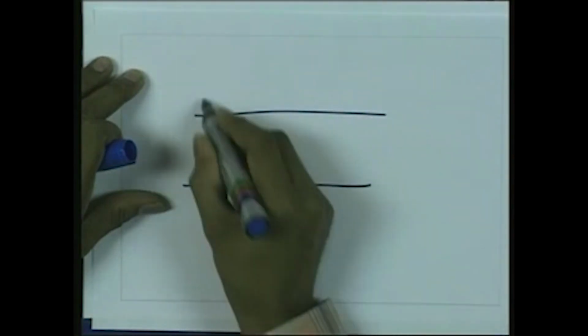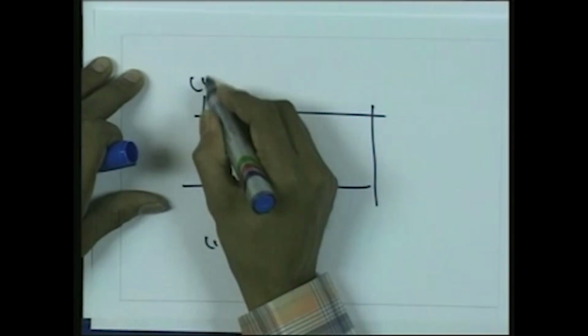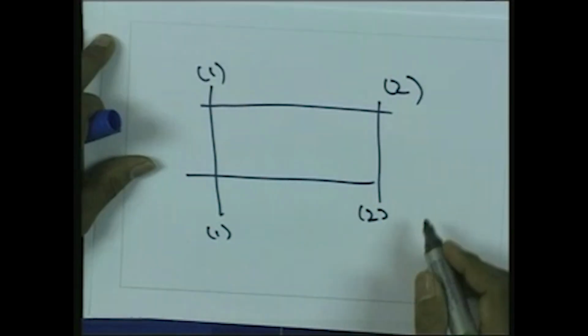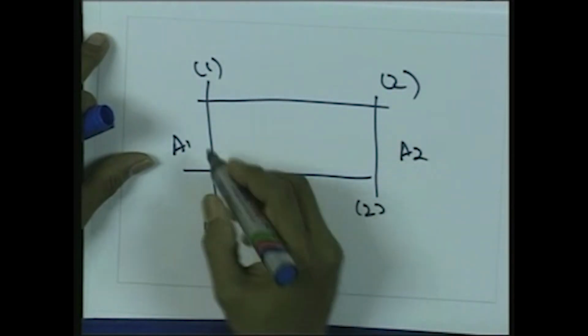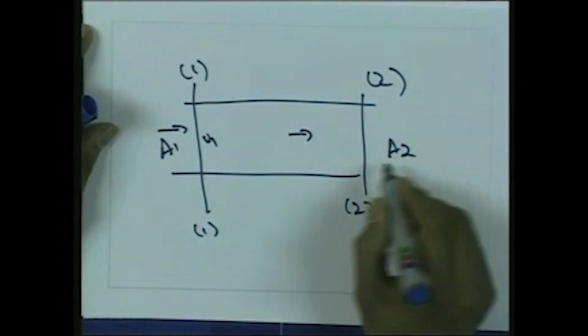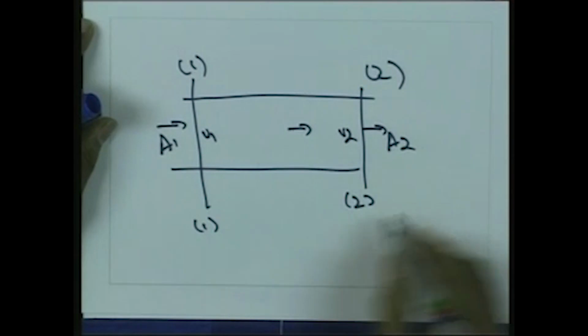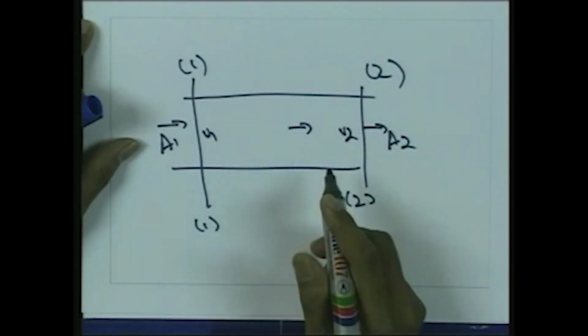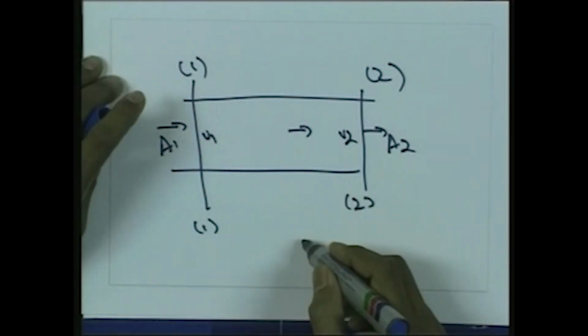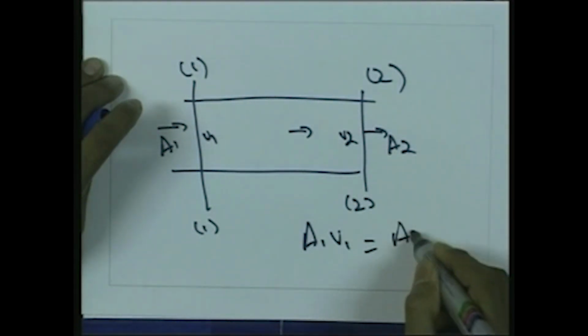So earlier we have seen the continuity equation based upon the conservation of mass with respect to the integral approach. There we have shown that A1 V1 is equal to A2 V2. If you consider a system like this, say a fluid flow between section 1 and 2, where A1 is the cross sectional area at section 1 and A2 is the cross sectional area at section 2, and V1 is the velocity of flow at section 1 and V2 is the velocity of flow at section 2, then based upon the integral approach we have seen that A1 V1 is equal to A2 V2.